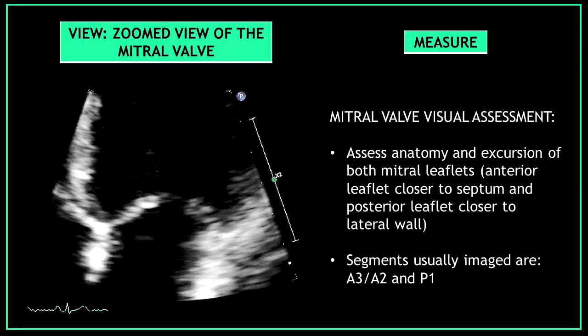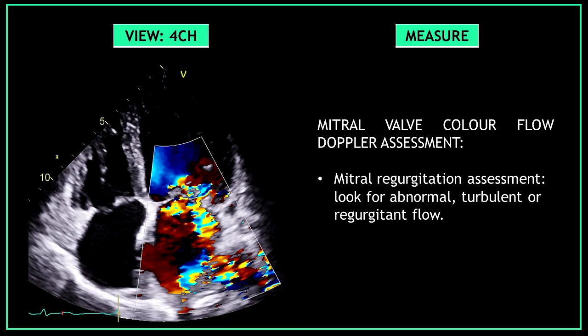Now perform a zoom view of the mitral valve and assess the anatomy and excursion of both mitral valve leaflets. A3, A2, and P2 are the segments usually visualized here. Now, use color Doppler to perform a mitral valve color flow Doppler assessment. Check for mitral regurgitation. Look for abnormal, turbulent, or regurgitant flow.